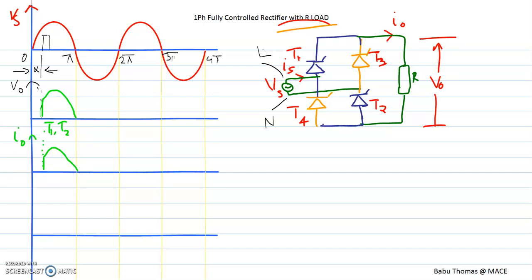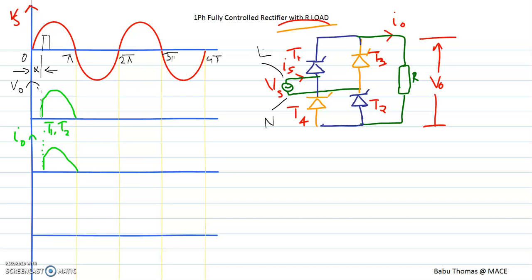Now at pi, what happens? Both the voltage and the current have reached 0, and after pi the voltage goes to the negative side. That means the thyristors T1 and T2 get reverse biased, and since the current has also reached 0, the thyristor meets its specifications to get turned off. So T1 and T2 will get commutated by themselves.